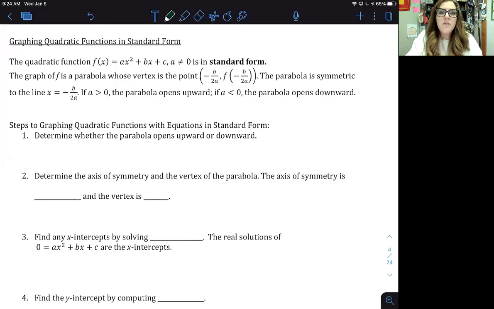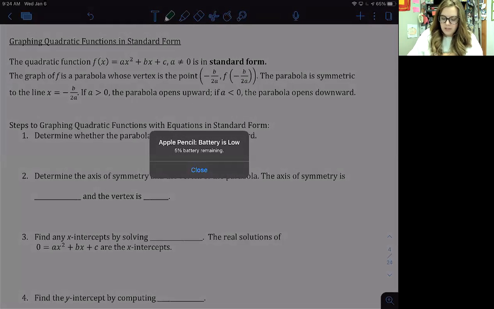All right, so today we're going to look at another form of quadratic functions, which is going to be in standard form. So this is when we have the quadratic function f of x equals ax squared plus bx plus c when a does not equal 0. Here, when we graph this parabola, we use the vertex negative b over 2a for the x value, and then evaluate the function to find the y value of the vertex.